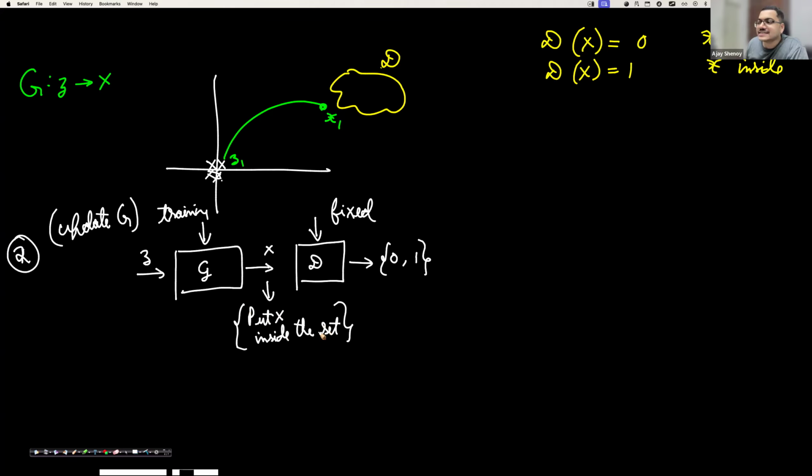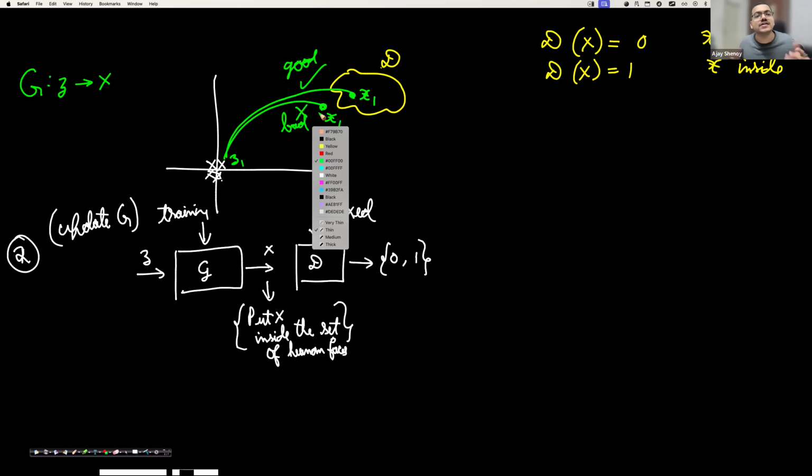So put X inside the set of human faces, basically. Human faces, or real data, so to speak. Meaning fool the discriminator to say that it is a real thing. That's one way of looking at it. The other way of looking at it is, can you move the value of X? So basically, this will update itself now to come into this here, X1. So this is good, this is bad. This part is good, this part is bad, and going from bad to good is training the discriminator.